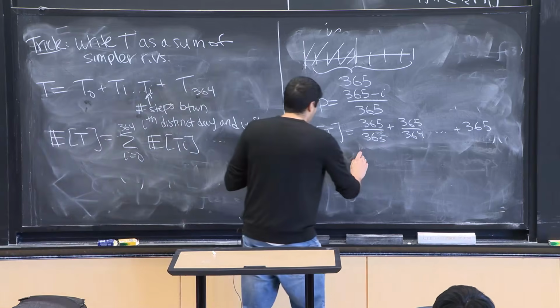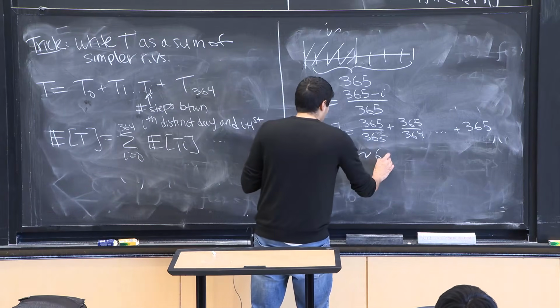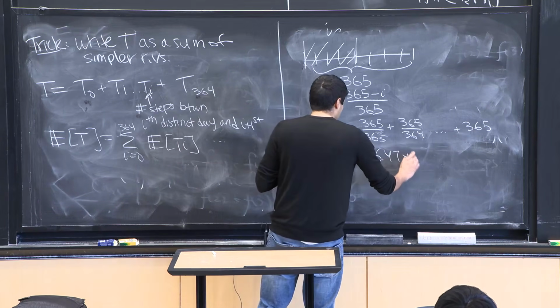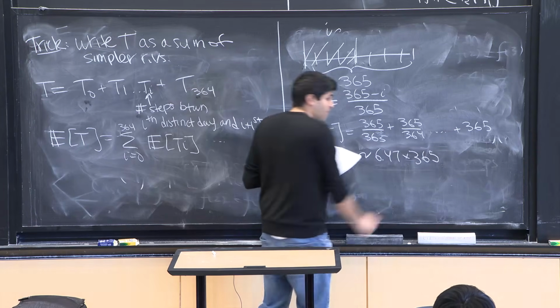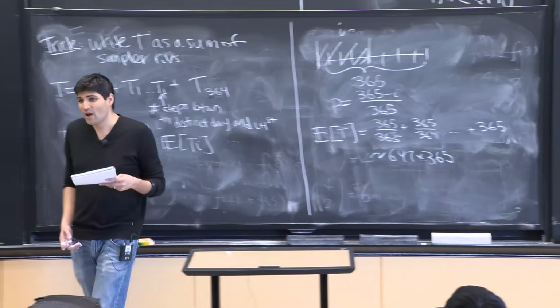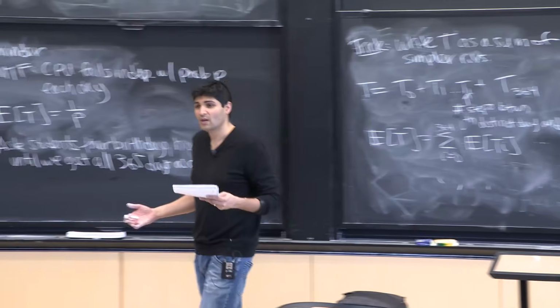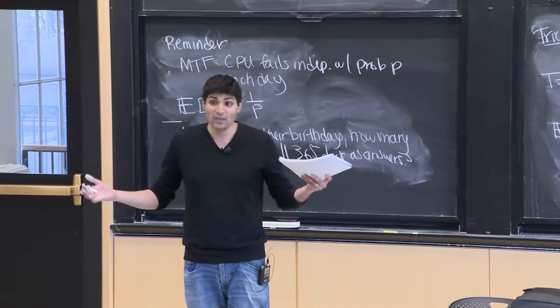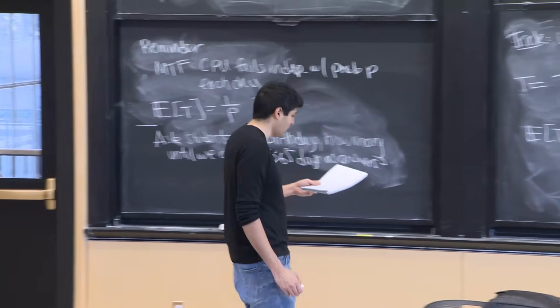So it turns out that the answer for this, you can just compute it numerically, it's about 6.47 times 365. So I have to ask about 6.5 times as large a class as I would need in principle to cover all the distinct days.